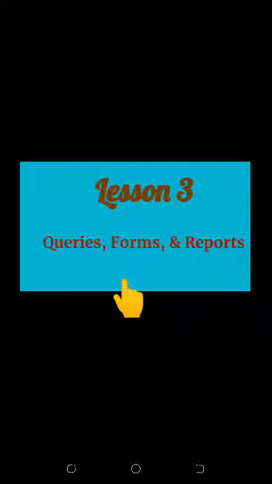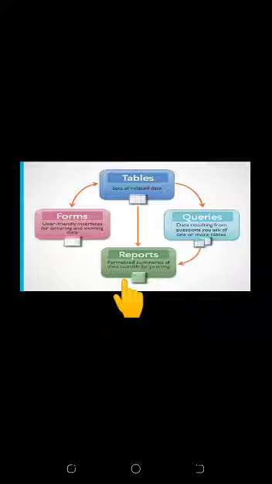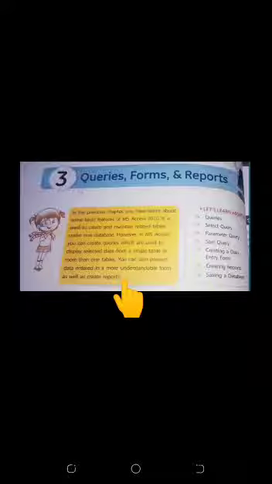Open your computer book. Let's start lesson 3rd, queries, forms and reports. Open page number 44. These are the main objects of MS Access: tables, forms, queries and reports. In the previous chapter, you have learnt about tables, how to create tables in MS Access. Now, in this chapter, you will learn about queries, forms and reports, how to create queries, then forms and reports.